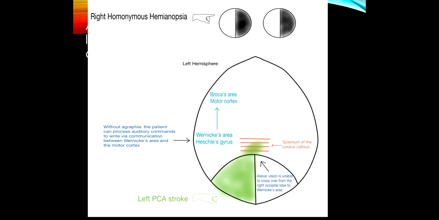But then they can't read what they just wrote, because reading requires an intact connection between the right occipital lobe and Wernicke's area.